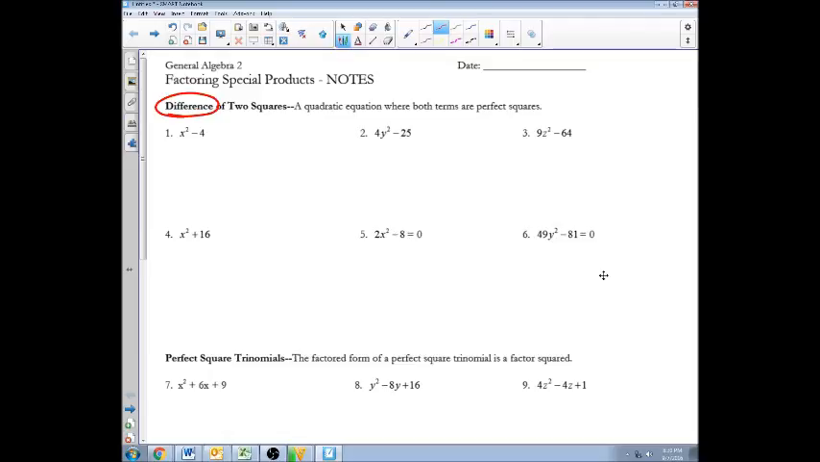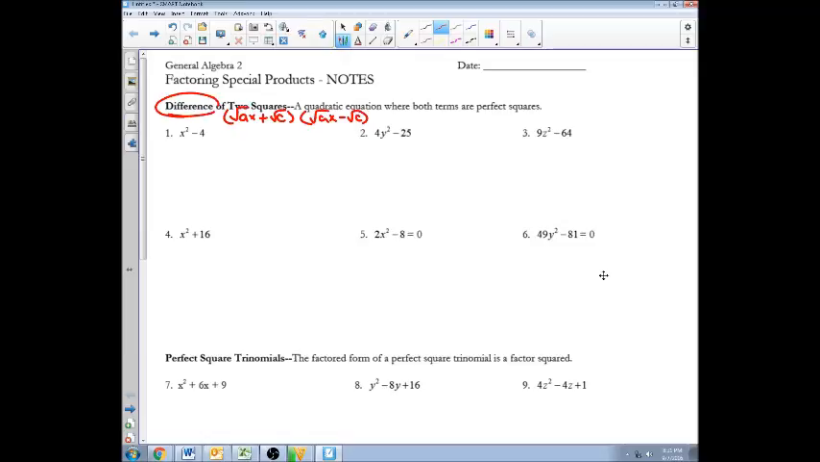If we notice that it's the difference of two squares, I'm going to make two sets of parentheses. I will have the square root of ax plus the square root of c and the square root of ax minus the square root of c. Okay? That may not make sense right this second, but it will shortly.